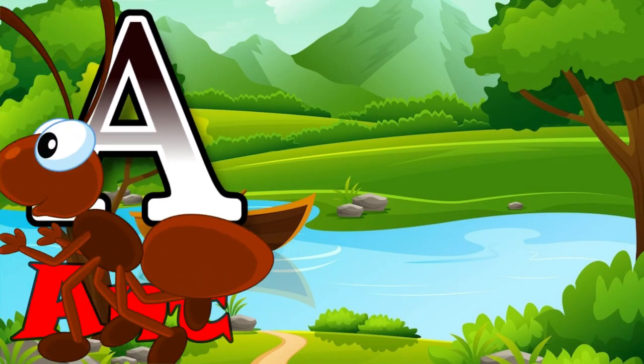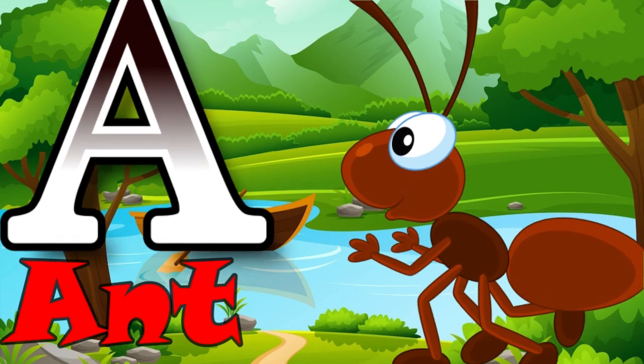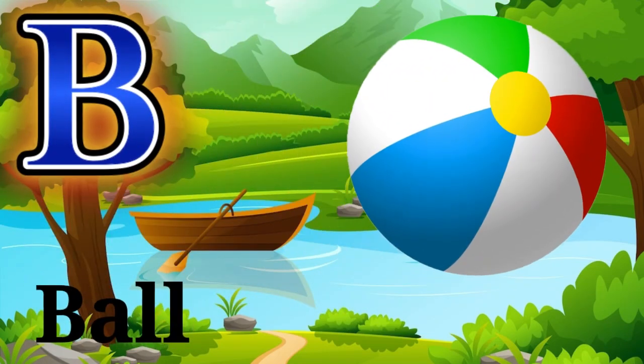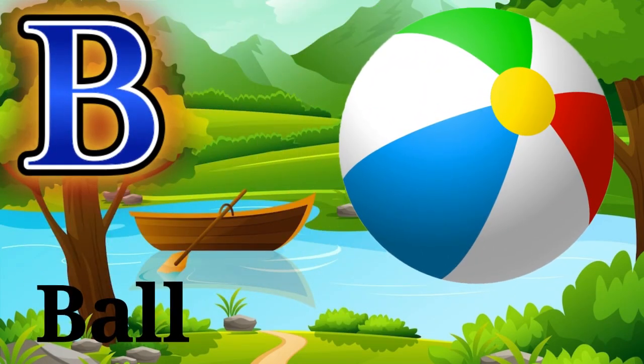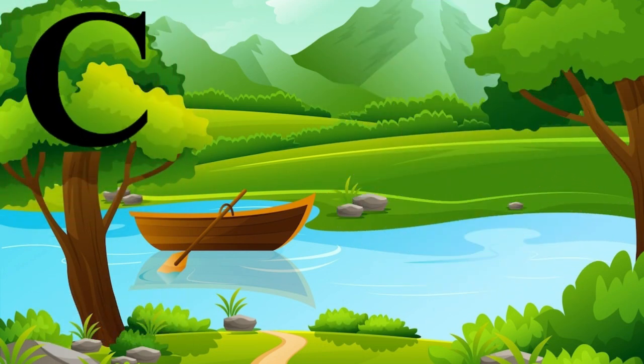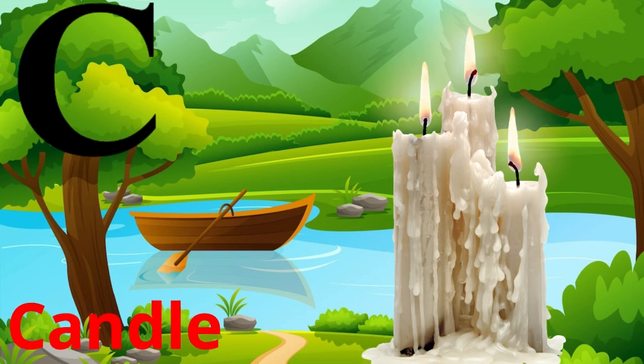A for ant. A for ant. B for ball. B for ball. C for candle. C for candle.